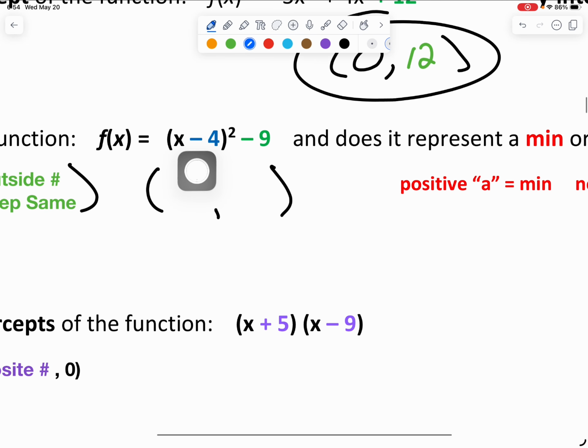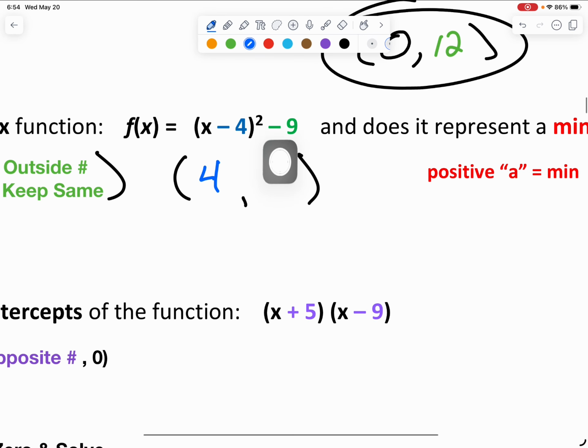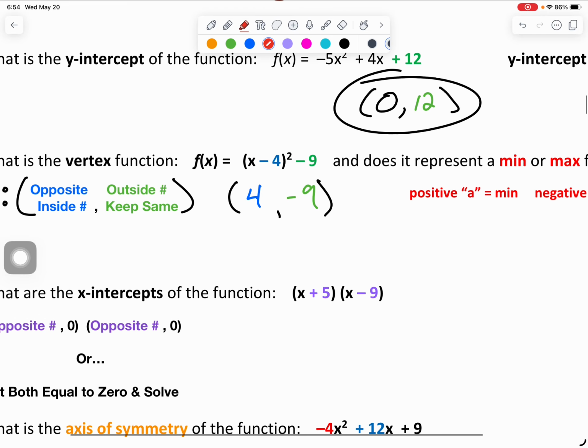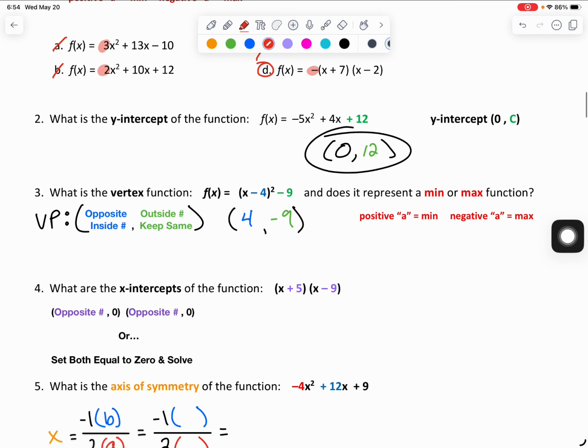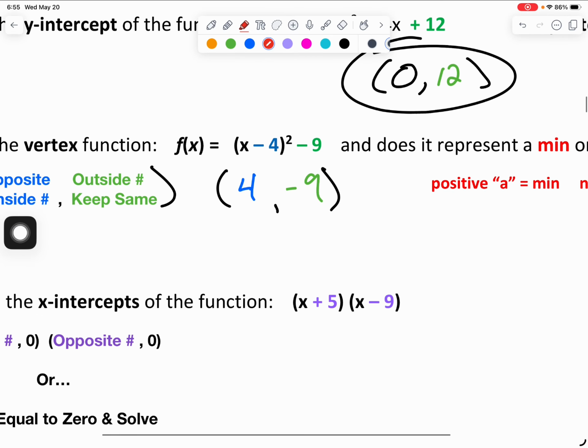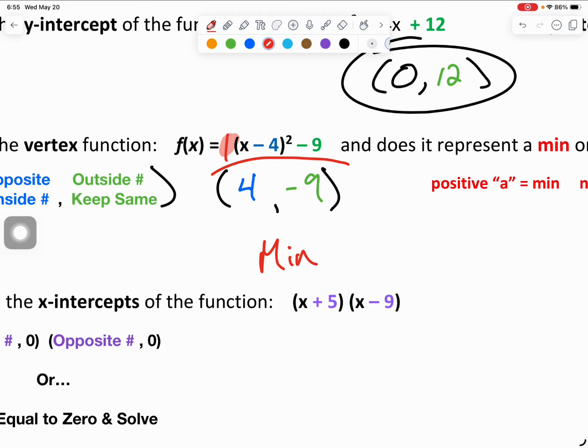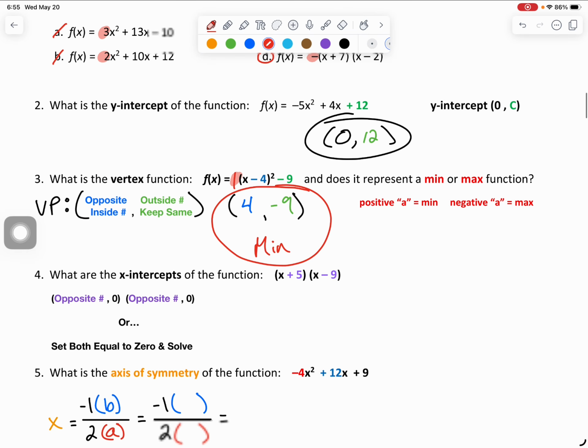Well, if we're going to take the opposite of a negative 4, well, it's going to be a positive 4. And if the negative 9, the outside number stays the same, well, we'll write our vertex is 4, negative 9. But we need to determine, is it a minimum or a maximum? And again, to the right of that equal sign, it's that positive 1 that's there, and our parabola will smile, creating a minimum. So that in totality will be your answer.